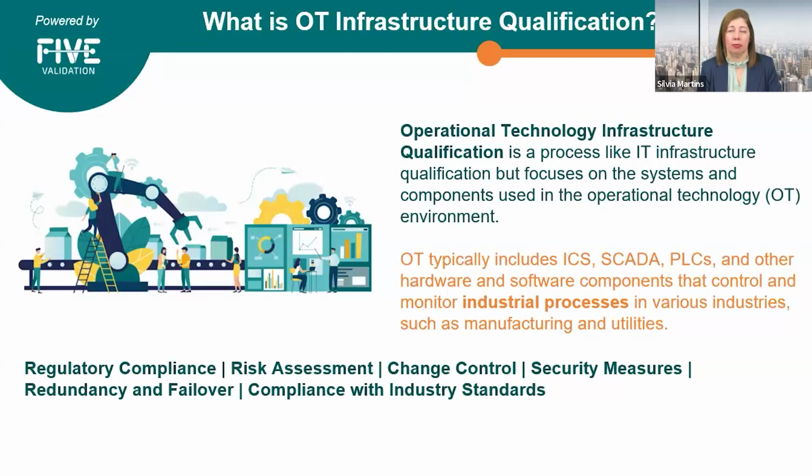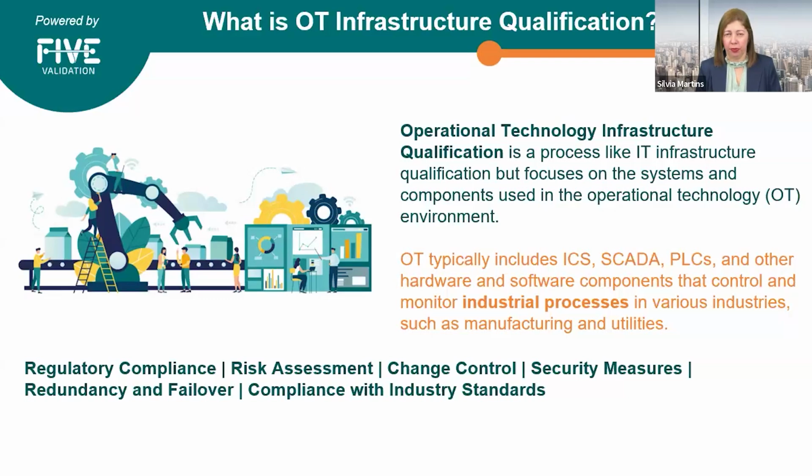Risk assessment. Like IT infrastructure qualification, OT infrastructure qualification involves assessing and mitigating risks associated with the OT environment. Identifying potential vulnerabilities, security risks, and system failures is crucial to maintain the safety and integrity of industrial processes. Change control. Effective change control processes are essential for managing modifications, upgrades, and patches to OT infrastructure. Security measures. OT infrastructure qualification includes security measures to protect industrial control systems from cyber threats.